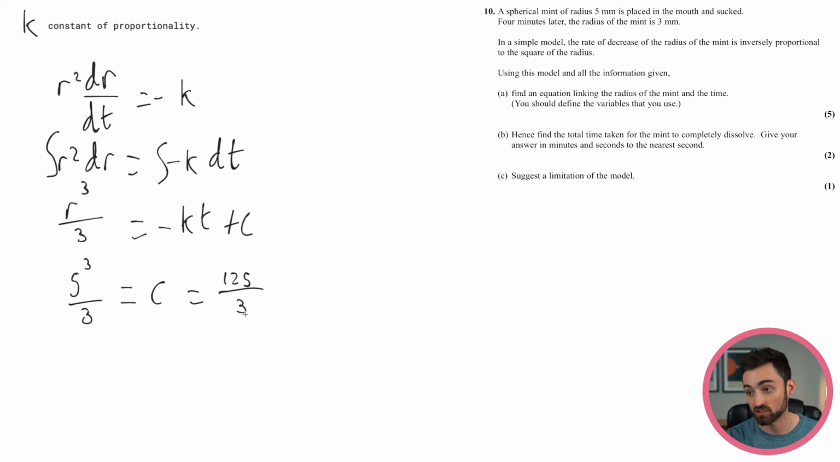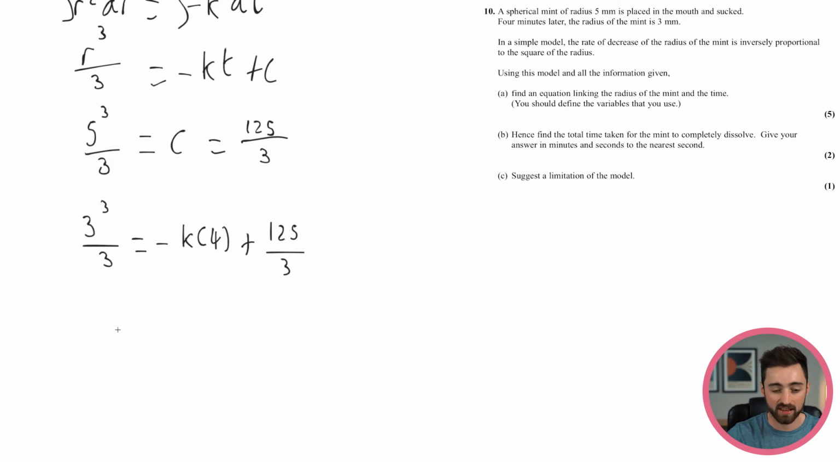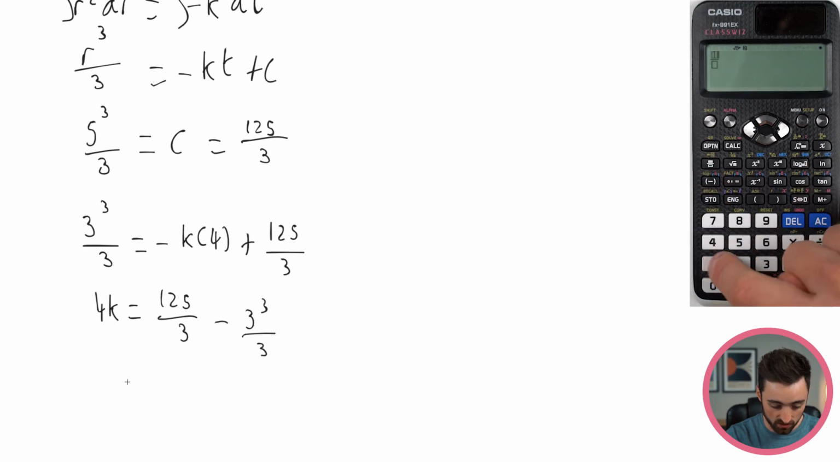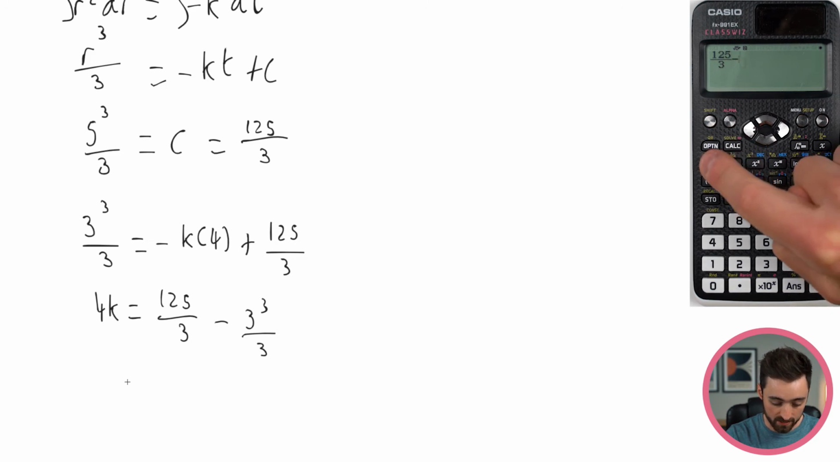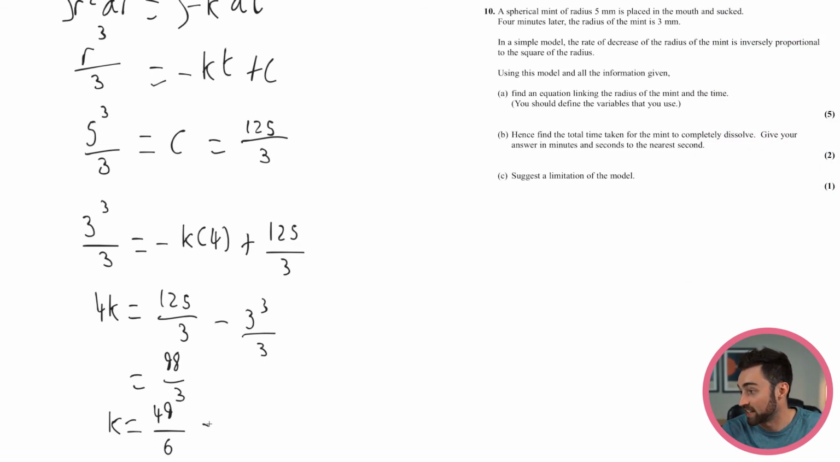And then it says 4 minutes later, the radius is 3. So I'm going to sub t equals 4 and r equals 3 here. So I'm going to get 3 cubed over 3 equals minus k times 4 and then plus my value of c, which is 125 over 3. So what am I going to get here? Let's bring this k over here. So I'm going to get 4k equals 125 over 3 minus 3 cubed over 3. So let's find out what this is equal to first. So I am going to do 125 over 3 minus 3 cubed over 3 to get me 98 over 3. I'm then going to divide by 4 to get k equals 49 over 6. So I believe that's all I need here in this case, isn't it?